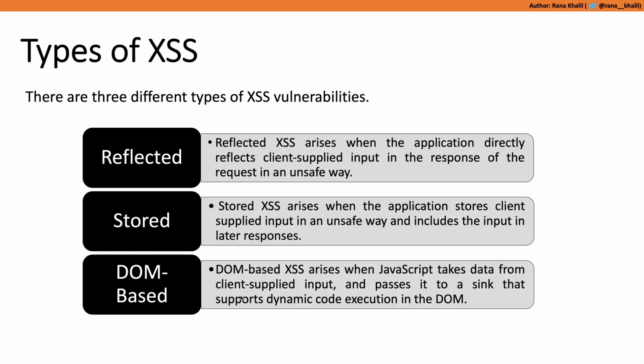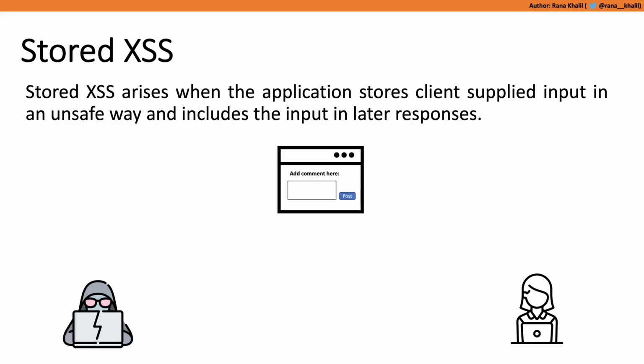Now, there are 2 other types of cross-site scripting vulnerabilities. The first one is stored XSS, and the second one is DOM-based XSS. Stored XSS is really similar to reflected XSS, with the exception that the malicious code gets stored in the application instead of directly reflected back in the response. This type of XSS is way more dangerous because you no longer need a phishing component to your attack.